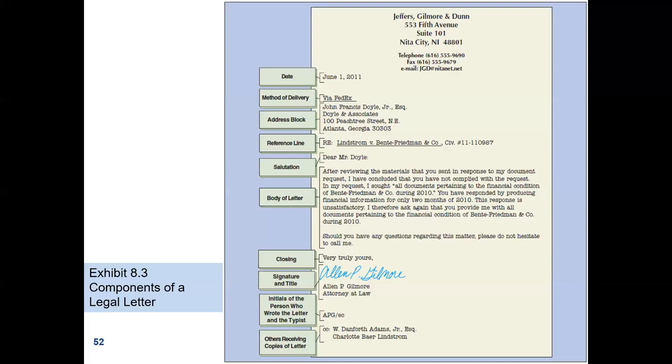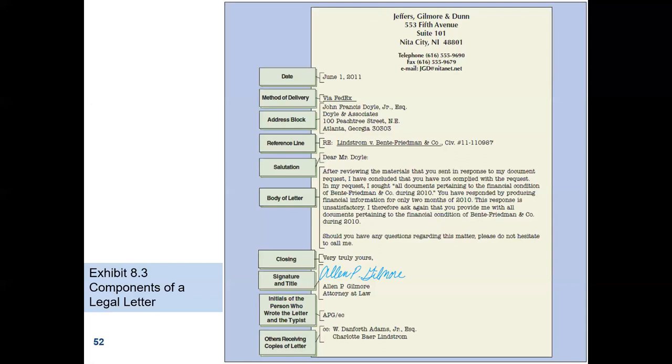Let's look at the next section, which is the salutation or the greeting. It's always going to start with Dear. We're not saying here that Mr. Doyle is our best friend. If you go ahead and read the letter, you see they're not best friends at all. It's a pretty stern letter. We always start with it. It doesn't mean Mr. Doyle is our friend.